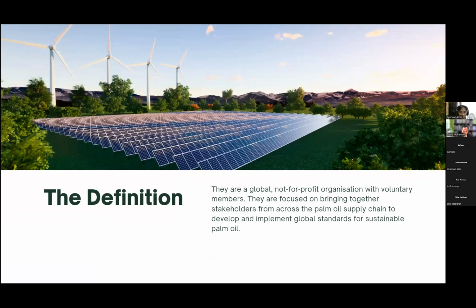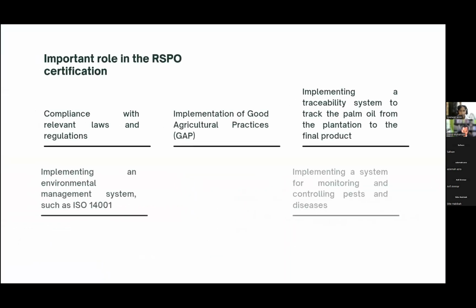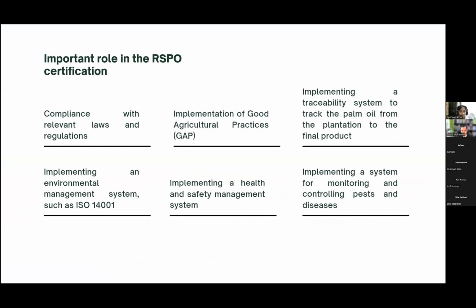For the definition of RSPO, they are a global not-for-profit organization with voluntary members. They are focused on bringing together stakeholders from across the palm oil supply chain to develop and implement global standards for sustainable palm oil that have six important roles in the RSPO certification.